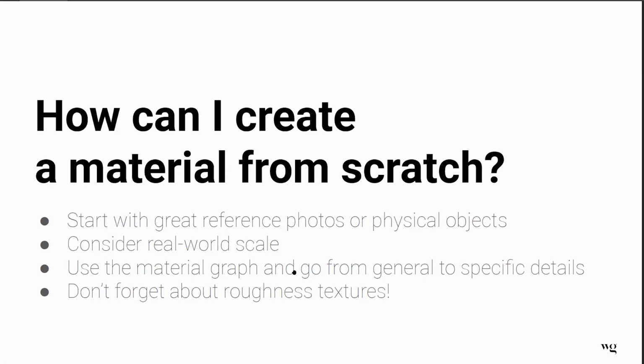I say use the material graph to go from generic to specific or general to specific details. So start with the overall appearance and then work on those little details. Don't start with the most detailed item and then work forward, if that makes sense. And then finally, don't forget about roughness textures. So we just talked about roughness textures, but once again, they really do bring things to life, whether you're working on a metal, a plastic, or a rubber, doesn't matter. Roughness textures go a long way. And you can look more into that if you're interested or if that's a new concept to you.